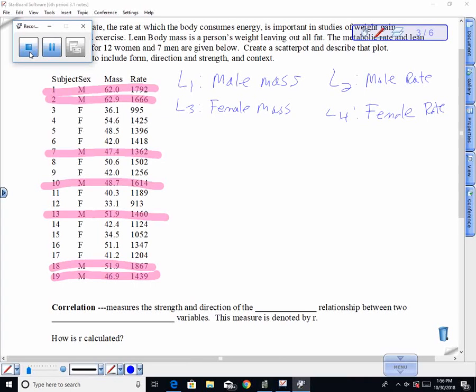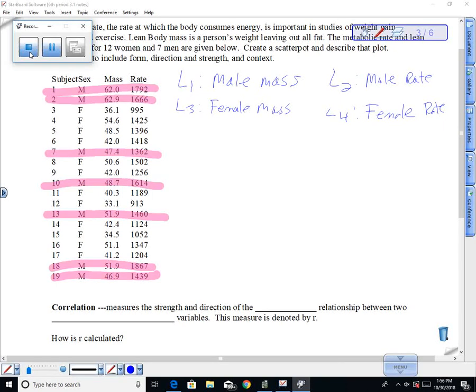Yesterday we talked about how to interpret a scatter plot mostly. And today we're going to talk about how to create a scatter plot. And we'll talk about how to interpret the correlation coefficient and define that. So I asked you yesterday to put in list 1 the male mass, and list 2 the male rate, in list 3 the female mass, and then list 4 the female rate. And we're looking to see if there's a correlation between lean body mass and metabolic rate.